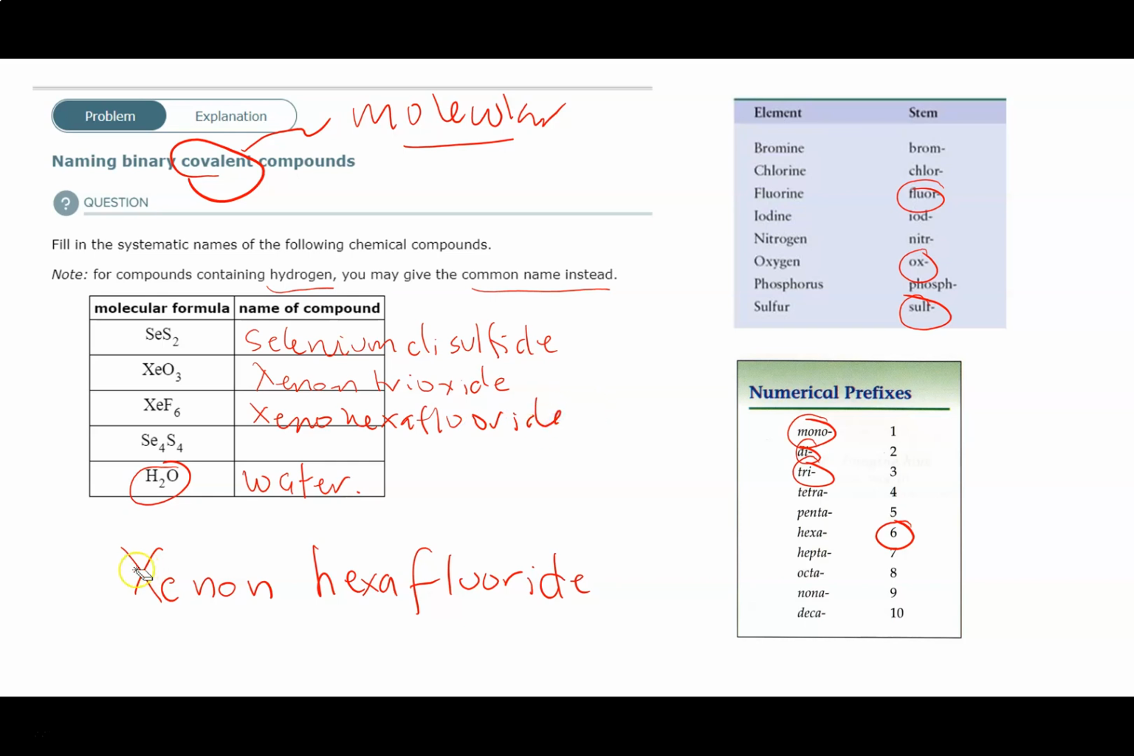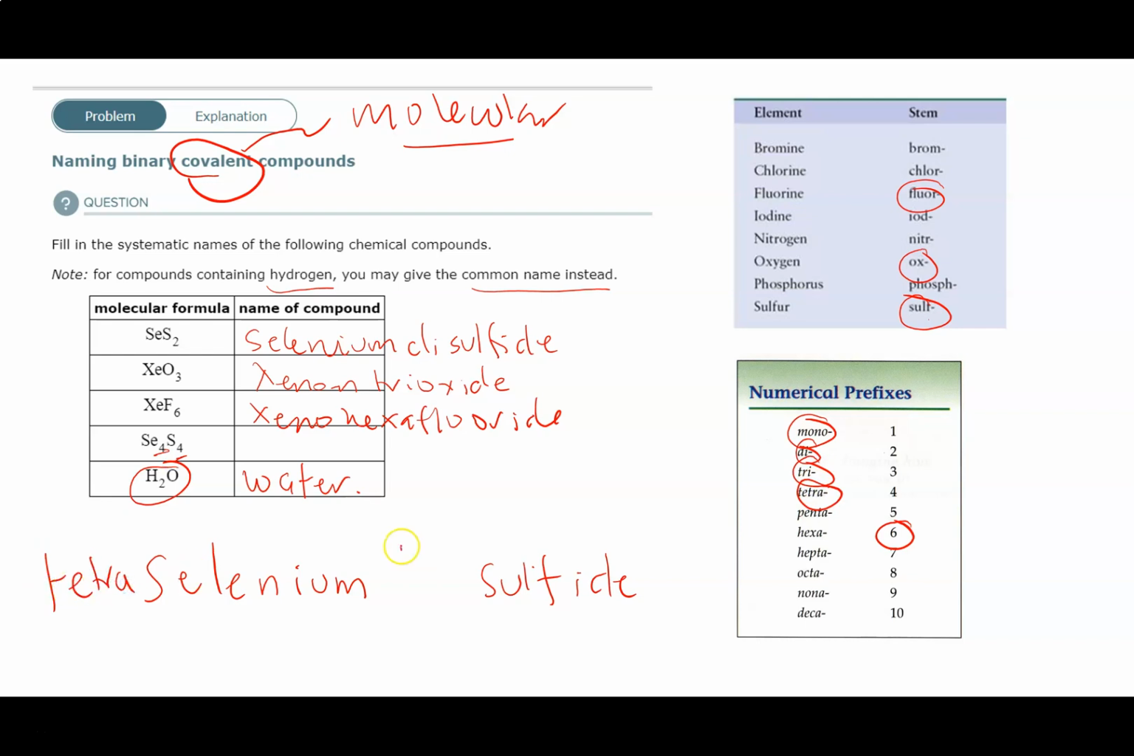Okay, something other than one of the first element, getting kind of interesting. So what have we got here? Our first element is selenium, unchanged. Our second element is sulfur. We have to take the stem name, SULF, and change the ending to IDE. Now we add our prefixes. There are 4 of each, so we're going to use the prefix tetra. So this is going to be tetraselenium tetrasulfide.